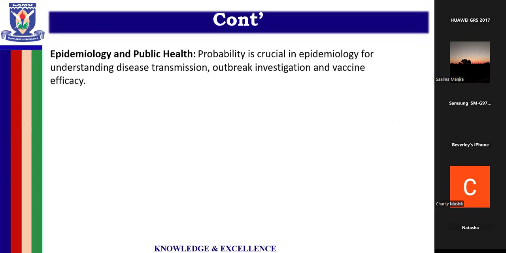Probability is crucial in epidemiology for understanding disease transmissions, outbreak investigation, and vaccine efficacy. Very similar to functions, but here I'd like to outline vaccine efficacy. Vaccine efficacy is basically how effective is a vaccine.